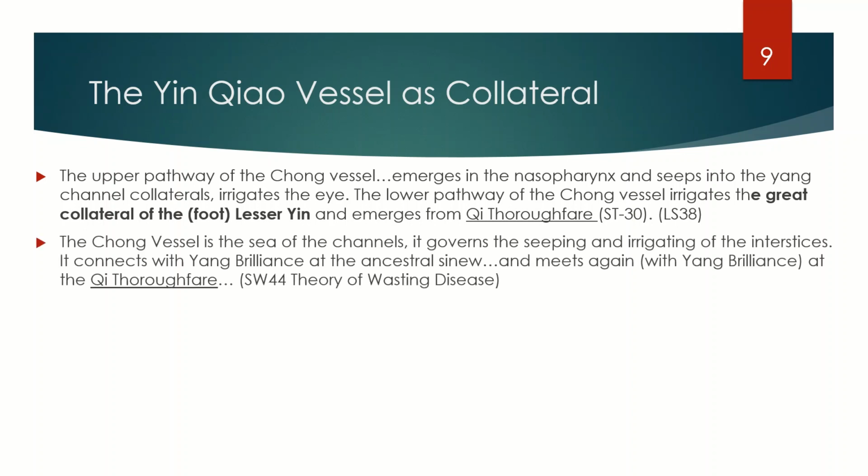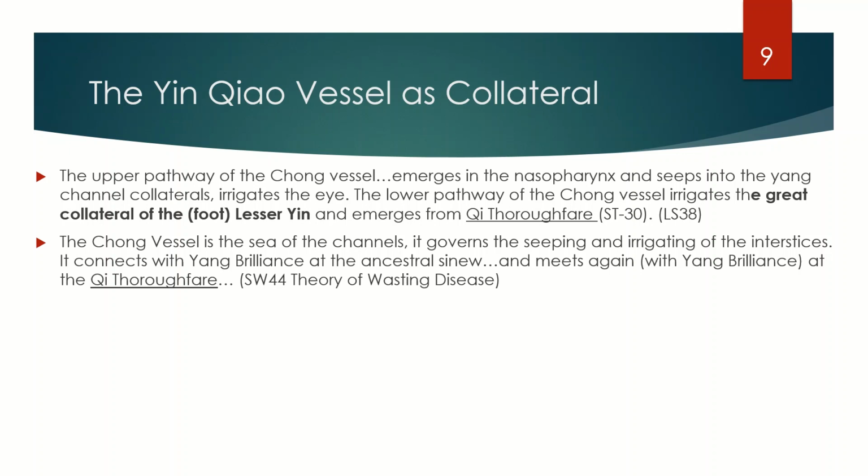Let's see. So it talks about this Qi thoroughfare, and it says the Chong vessel is the sea of the channels. It governs the seeping and irrigating of the interstices. It connects with Yang brilliance at the ancestral sinew and meets again with Yang brilliance at the Qi thoroughfare. So here again, the thing to note is that the Chong vessel is also deeply tied to Yang brilliance. And it's tied to it, one at the ancestral sinew and two at Qi thoroughfare, the pulsing point in the inguinal region, which is the femoral artery.